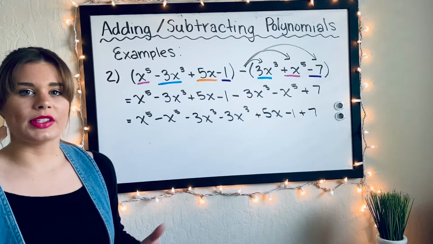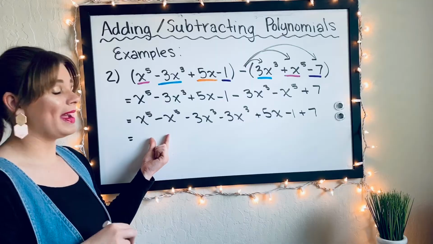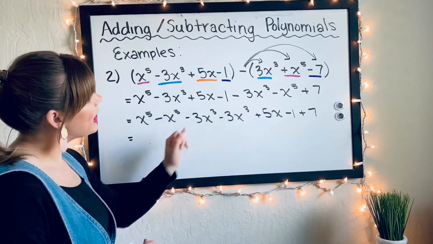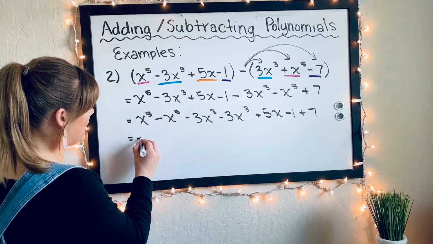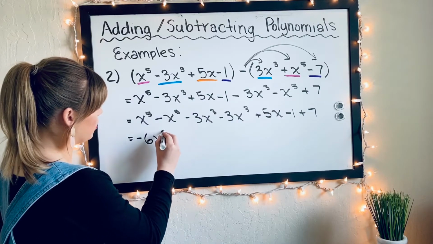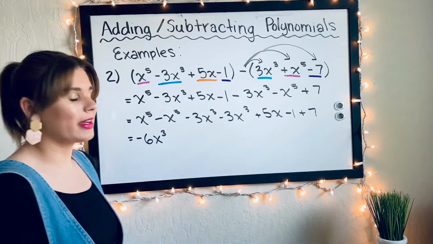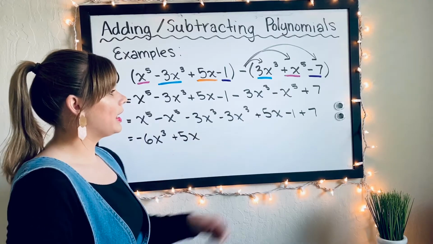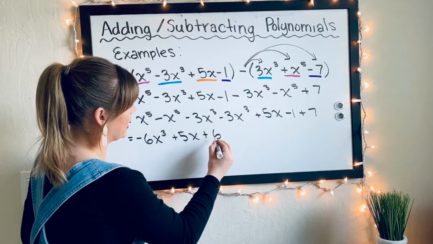Okay, so now let's just combine these terms. X to the fifth minus x to the fifth is 0, so I don't need to write anything for that. Negative 3x cubed minus 3x cubed is going to be negative 6x cubed. And then I have this plus 5x. There was nothing to combine that with. And then I have a negative 1 plus 7, so that's going to be plus 6.